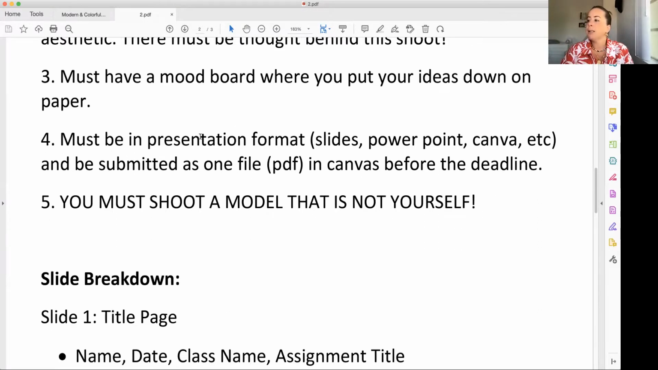It also needs to be in presentation format. So you need to have slides, whether you use PowerPoint or Canva. My best suggestion is to start getting used to Canva and start using it. It's the most intuitive and creative kind of platform that we have, unless you're really good at InDesign and Photoshop and you're creating all your slides by yourself.